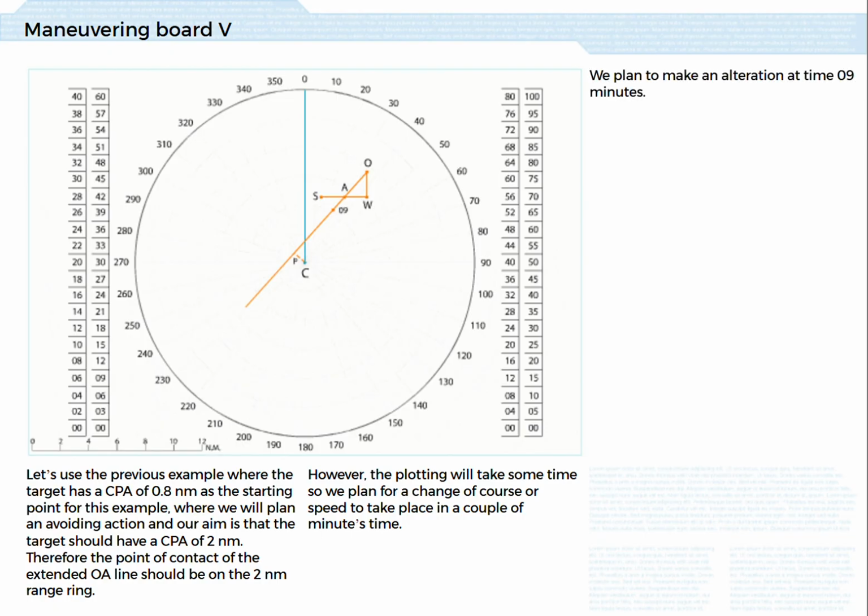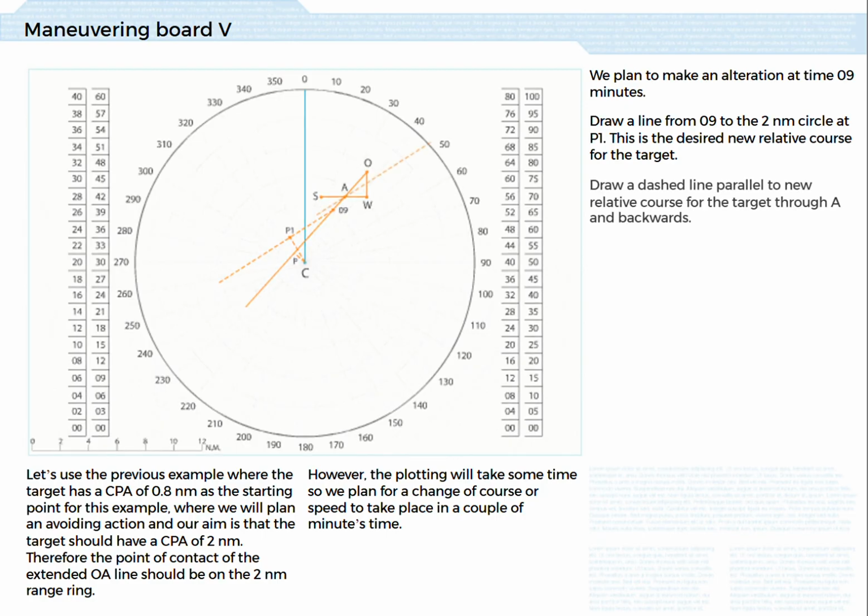We plan to make an alteration at time 09 minutes. Draw a line from point 09 to the 2 nautical miles range circle at point P1. This is the desired new relative course for the target. Draw a dashed line parallel to the new relative course for the target through point A and backwards.